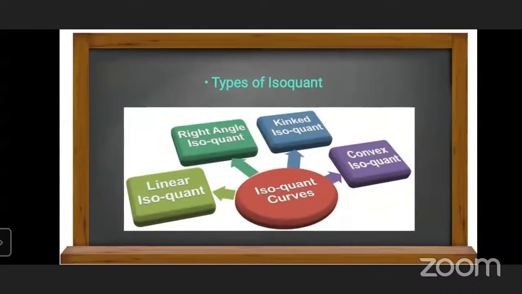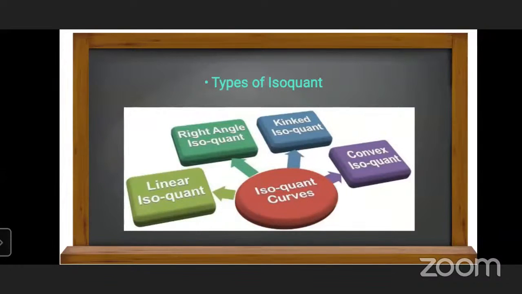Then we are coming to the types of isoquants. There are different types of isoquants like linear isoquant, right angle isoquant, kink isoquant, and convex isoquant. From the JRF point of view, right angle and convex are very important. And for linear isoquant, they will ask here how the factors substitute. Factors are perfectly substitutable in the case of linear isoquant.